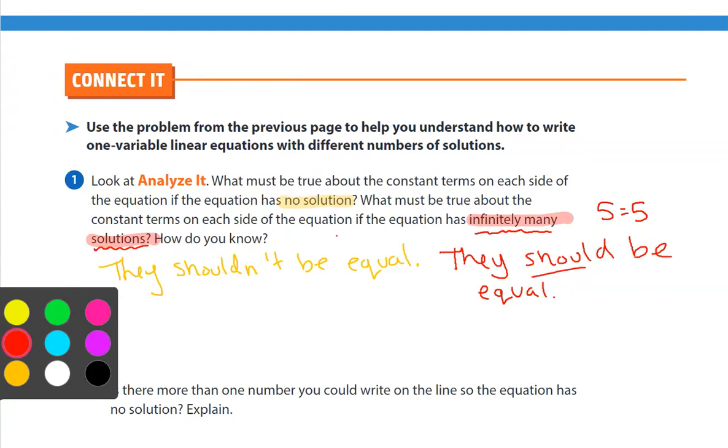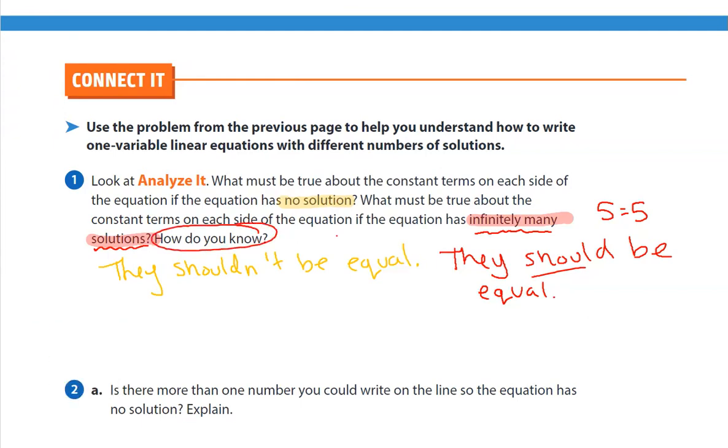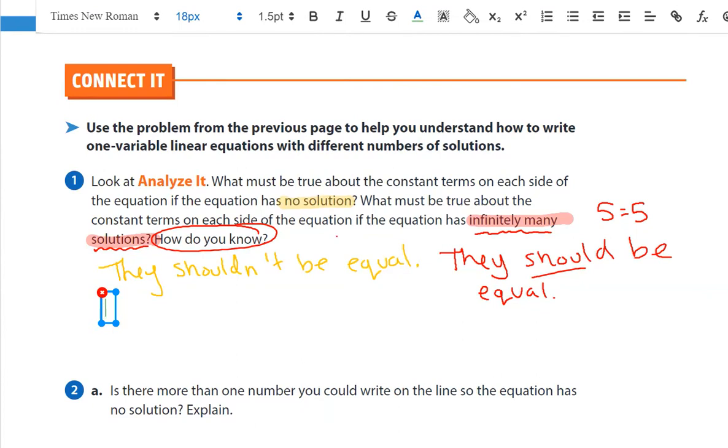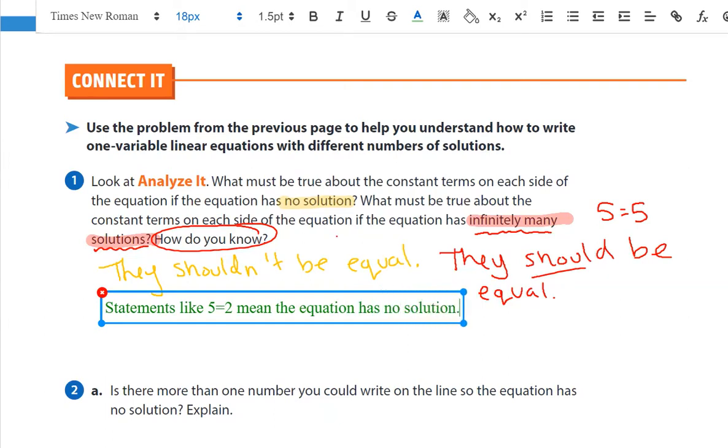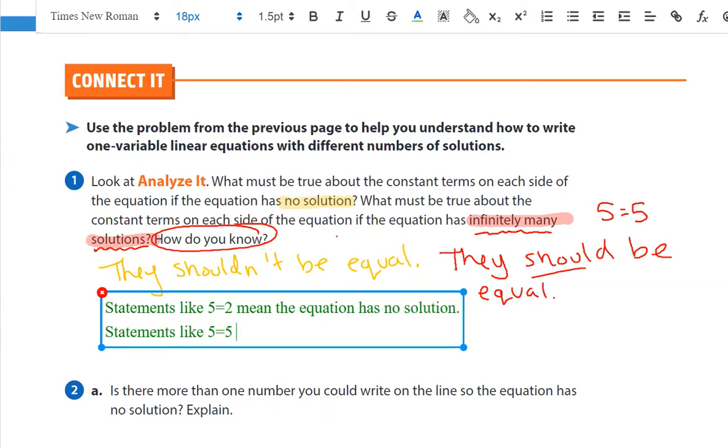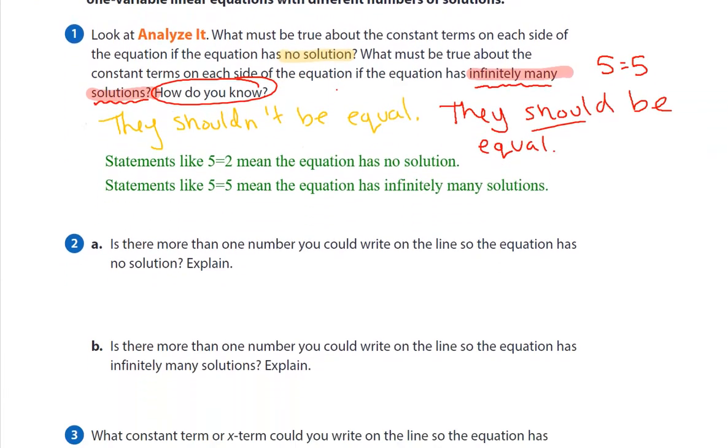And how do you know? That's an important question. How do you know? I'll type that part, because why not? Let's just make everything sloppy. Statements like 5 equals 2 mean the equation has no solution. Statements like 5 equals 5 mean the equation has infinitely many solutions. Okay, number two is a two-parter, 2A.